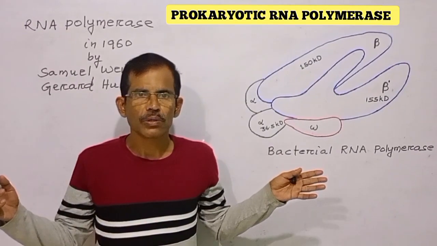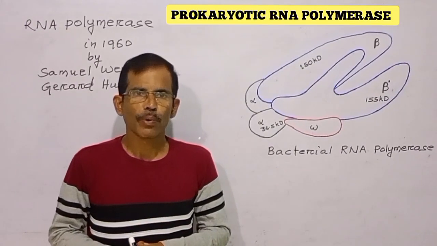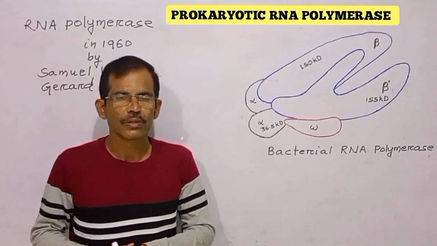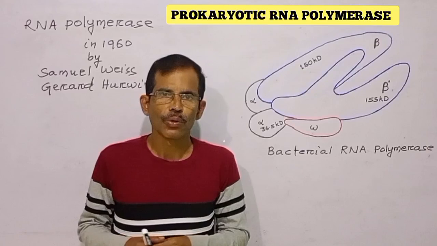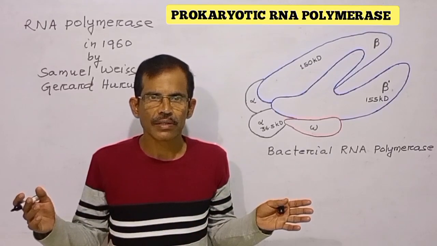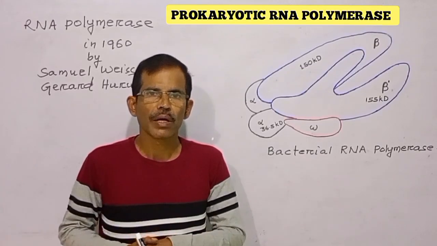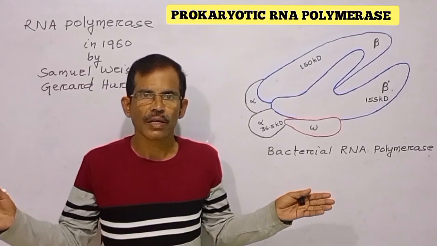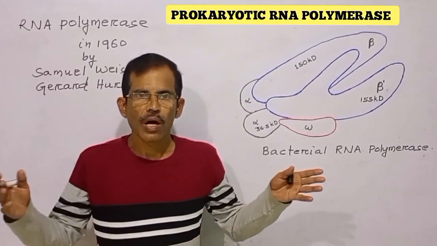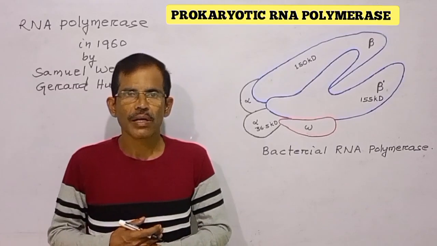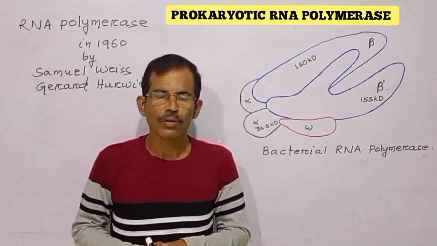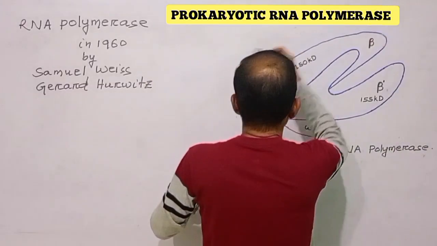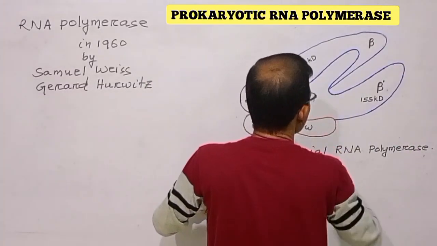In prokaryotes, there is a single RNA polymerase that transcribes all types of genes. Whereas in eukaryotes, there are three different nuclear RNA polymerases that transcribe different sets of RNA. The prokaryotic RNA polymerase, for example, the one which is present in E. coli, is a multi-subunit protein complex.